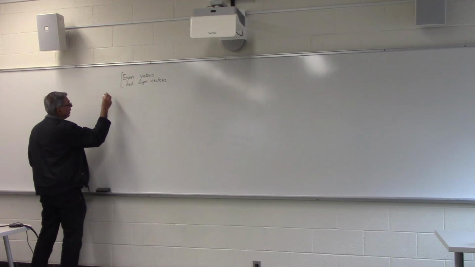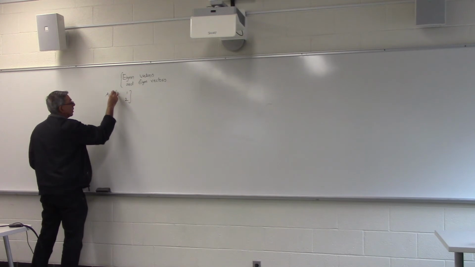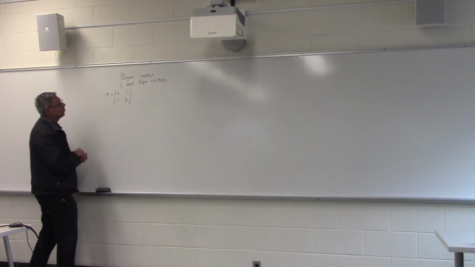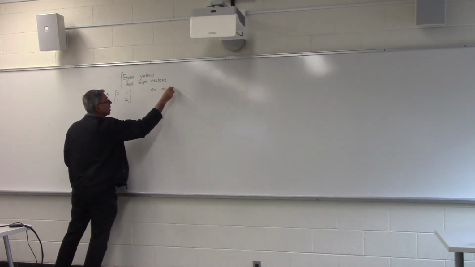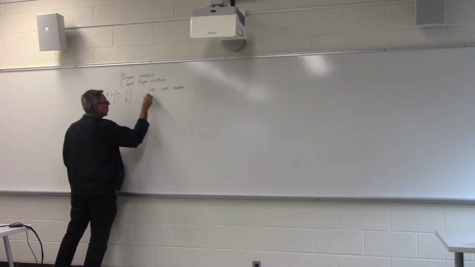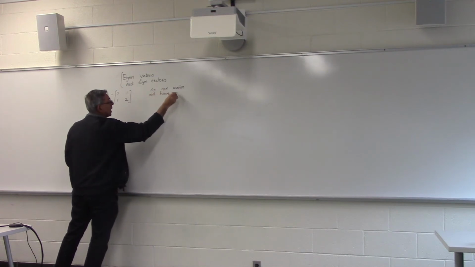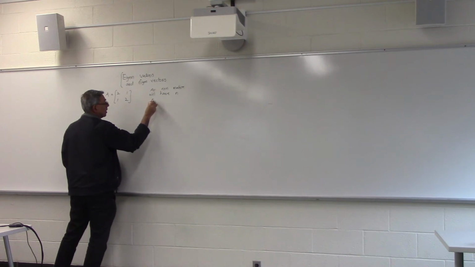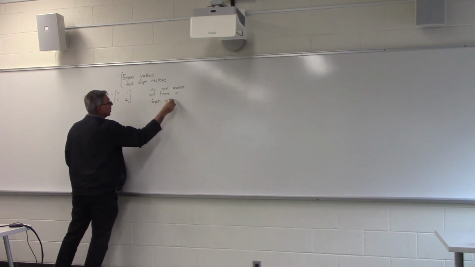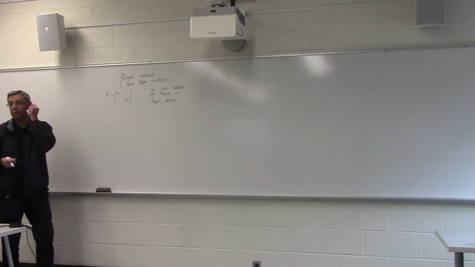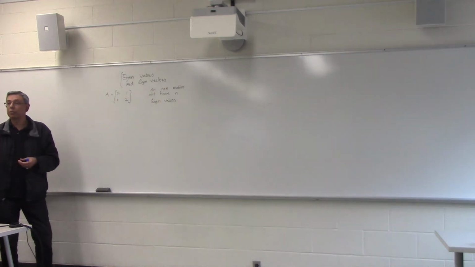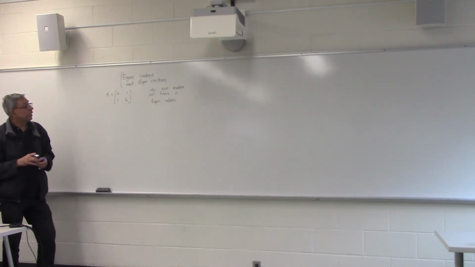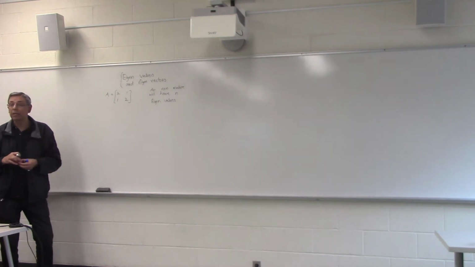Let's say you are given some matrix. Let's say A equal to 2, 1, 1, 2. As you can see, this is a 2 by 2 matrix. So basically, an n by n matrix will have n eigenvalues. If it's a 100 by 100 matrix, how many eigenvalues will it have? 100. If it's a 2 by 2 matrix, 2 eigenvalues. Next question, how do we calculate those eigenvalues?